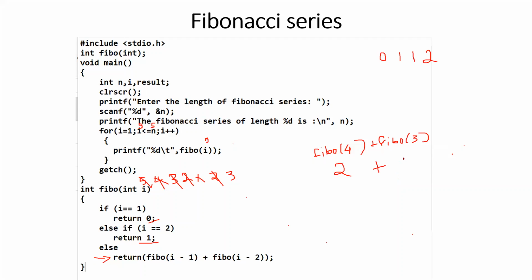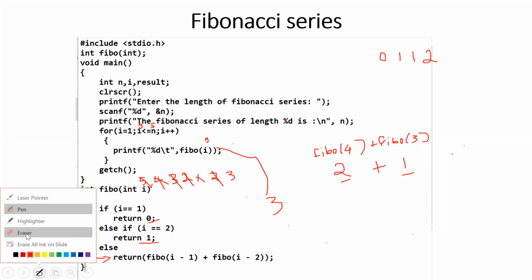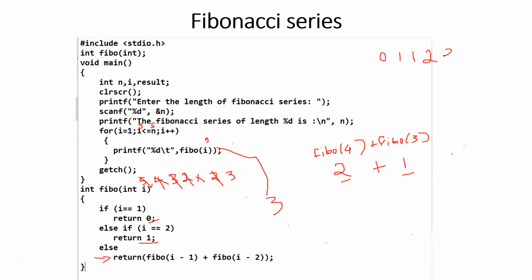So now, instead of Fibo of 4, I wrote 2. Fibo of 3, I got the value as 1. 2 plus 1 will be 3. Now what will happen? This is the value, 3, which will be returned back to the main when Fibo of 5 is called. All other returns were happening within the recursive function. So now we are returning 3 to Fibo, and when we are returning 3 to Fibo, it will be printing 3.